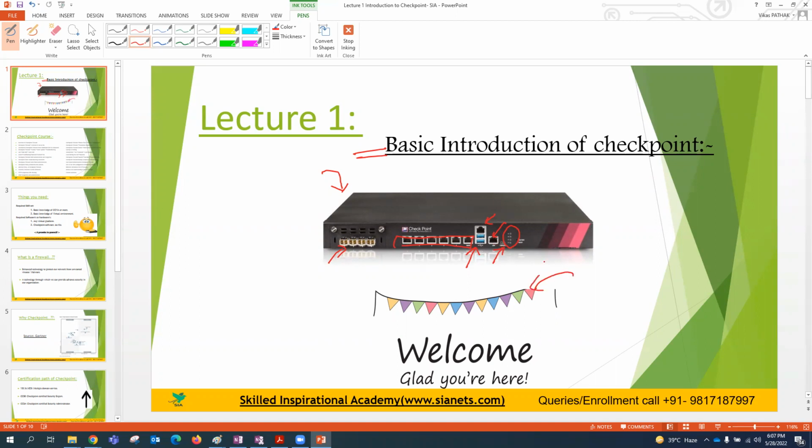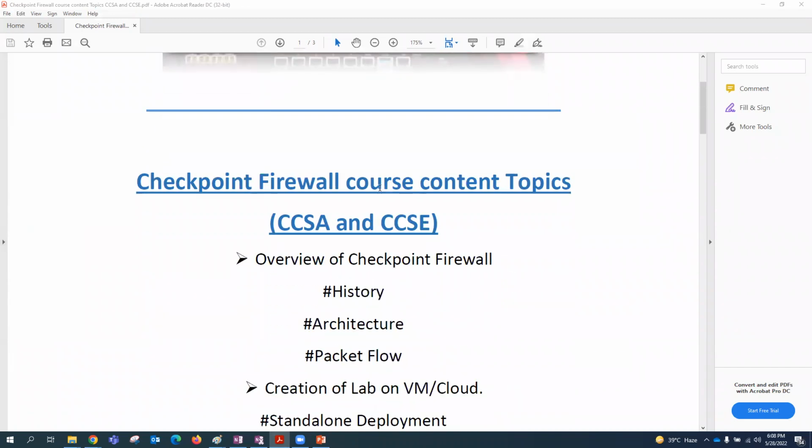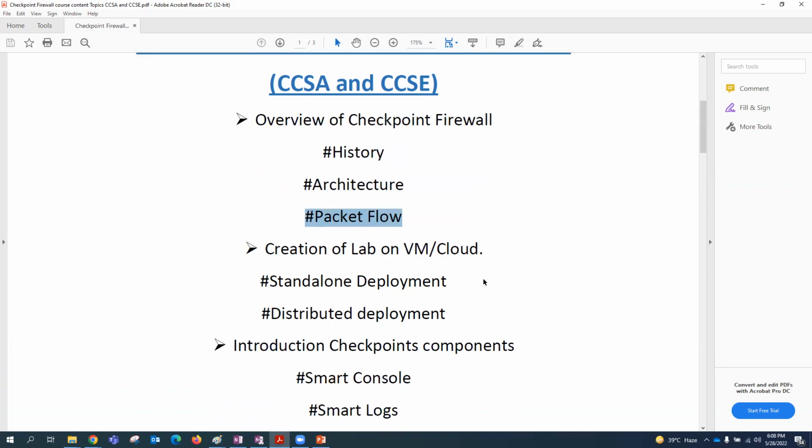So welcome once again. Let me take you to the course content, where I'll discuss what sort of things we'll be covering in this course. We'll start from the basics: what is the Checkpoint firewall, what is its history, what is the architecture, and the packet flow of Checkpoint. Then we'll slowly and gradually move towards the lab, because you know that lab is a very important part of any training.